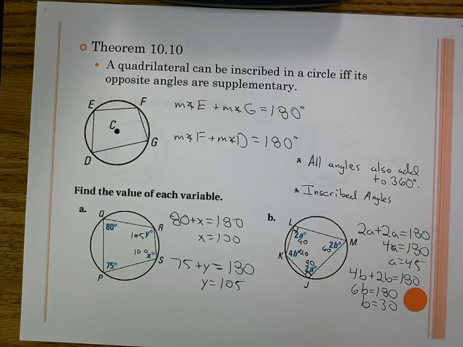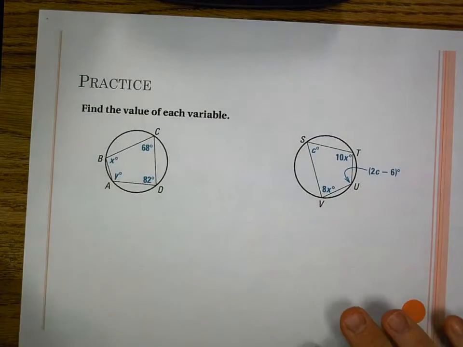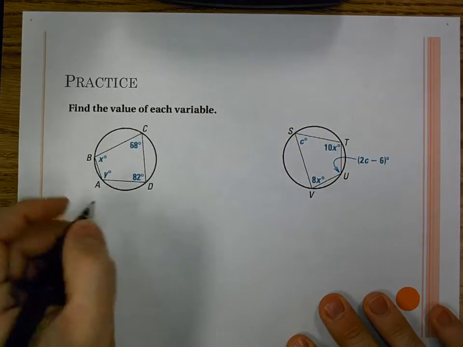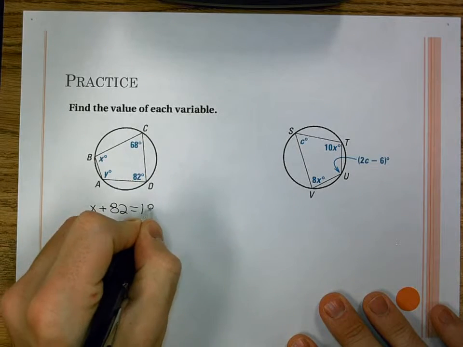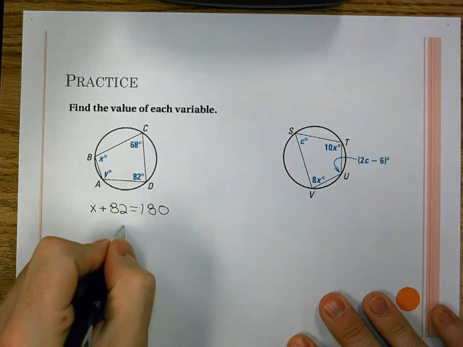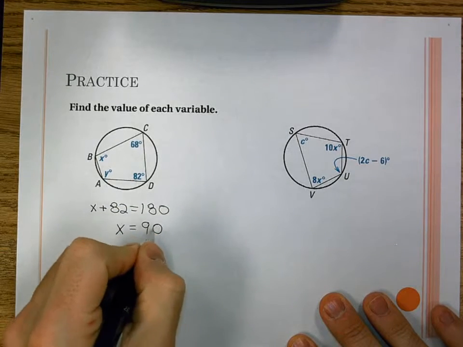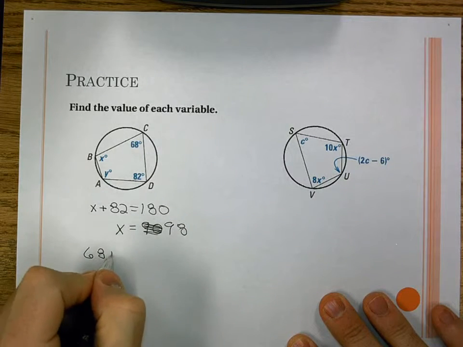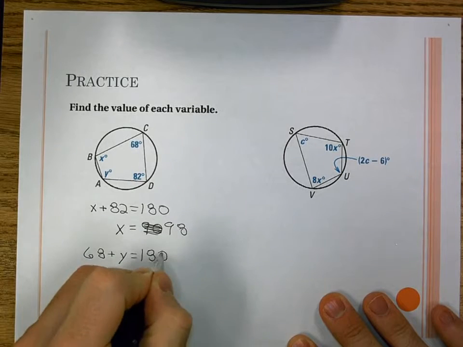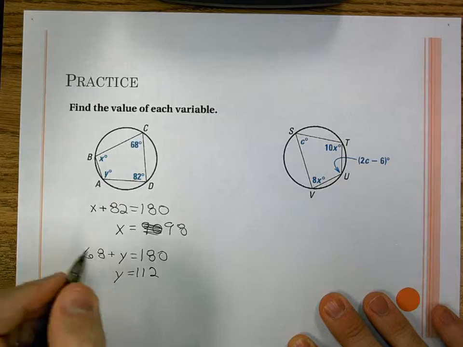All right, I think we got one more set of examples here using our inscribed quadrilateral. So we can do those together. First one, we're going to say x plus 82 equals 180. I subtract 82 from 180, and I get that x is 98. And then 68 plus y equals 180. Subtract 68 from 180, and I get that it is 112.